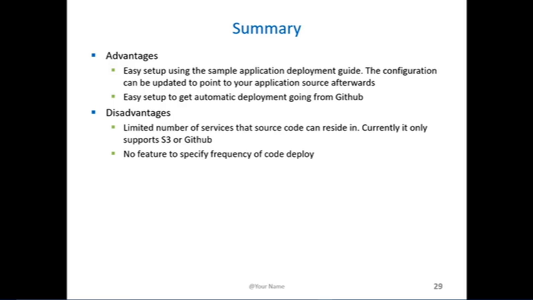The disadvantage is it currently only supports S3 and GitHub as the source of the data, and there is no feature to specify how frequent deployment occurs. In an ideal scenario, deployment would normally occur at the end of the day after all the changes and commits have been done, instead of continuously.